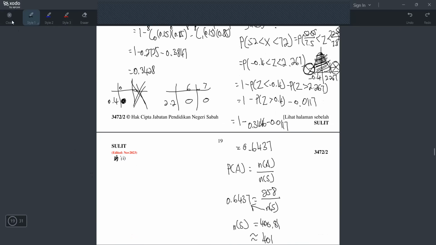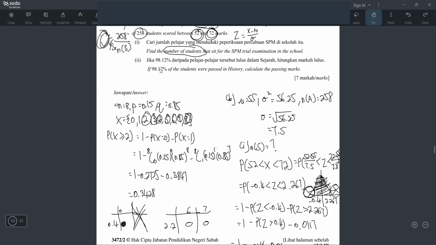Okay, this is the second question, B2. B2 says, if 98.12%, okay, stop. If they say percent, it means probability. So the probability equals 98.12, so 0.9812. Percentage means divide by 100. So when you divide by 100, you get this. So this is the probability of student past history.